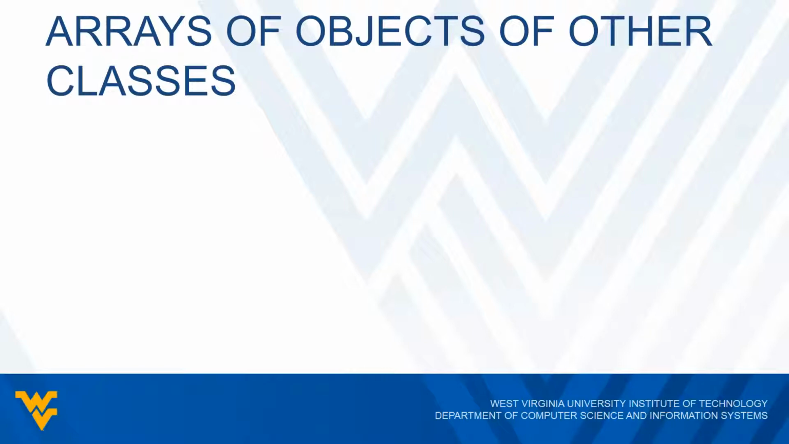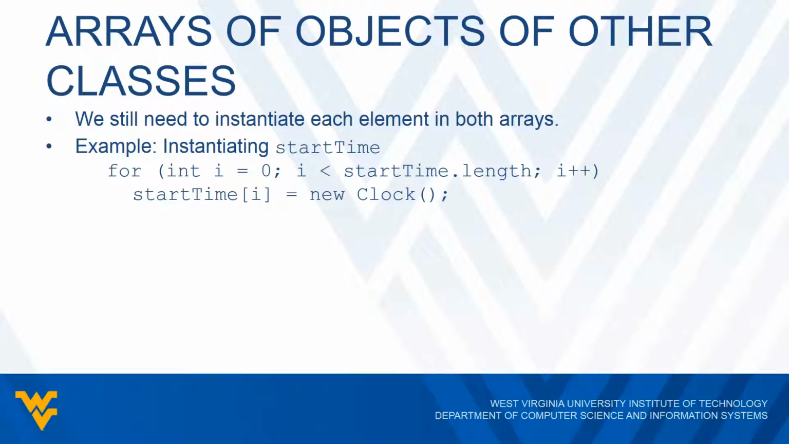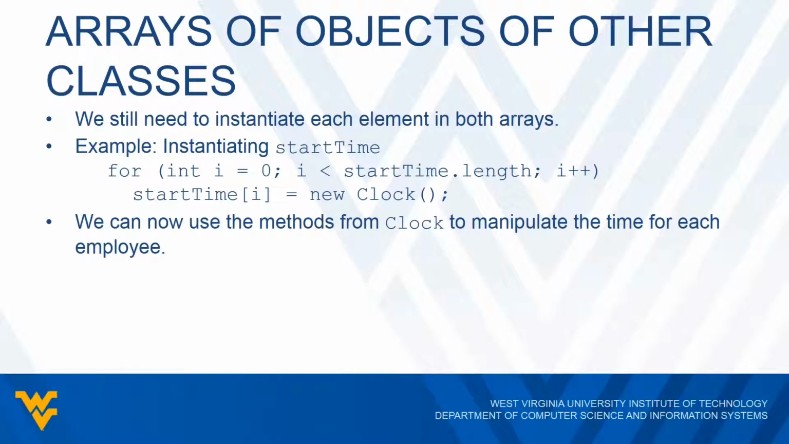Now, since it is an array of objects, we still need to instantiate each element in both arrays. So I have to go through each element in both of them and then make sure I create a new object of that class. Because remember, when we're dealing with arrays of objects, we technically have an array of reference variables. So for example, if I want to instantiate startTime, we can use a for loop that just goes through each element of startTime, and we just set it to new Clock, which would create an object of the Clock class. Once we've done this, we can now use all the methods from the Clock class that we've created in order to manipulate the time.